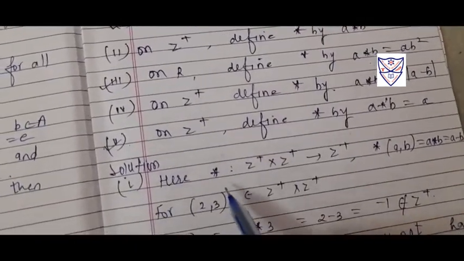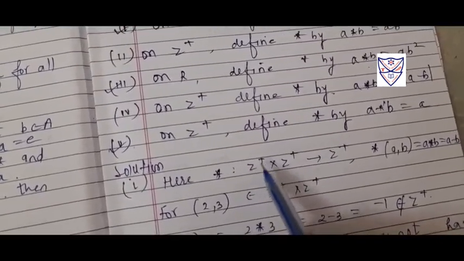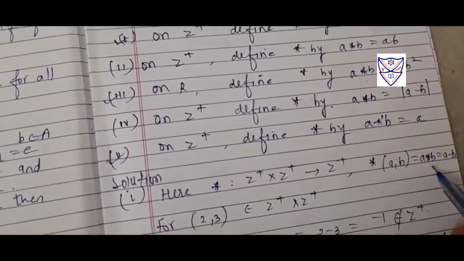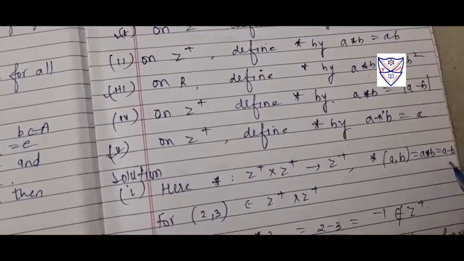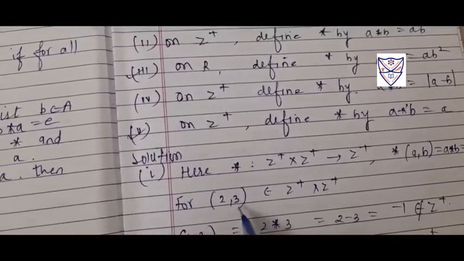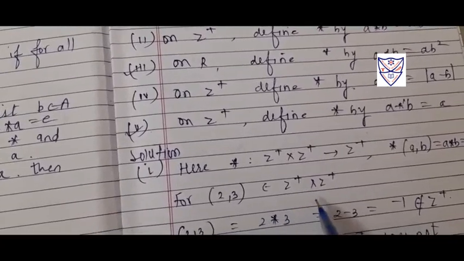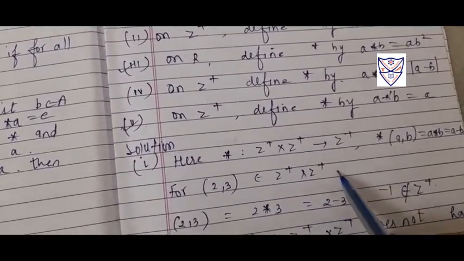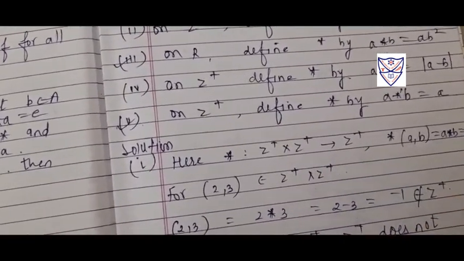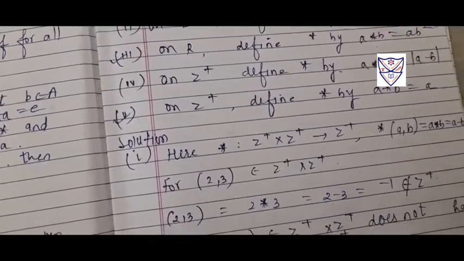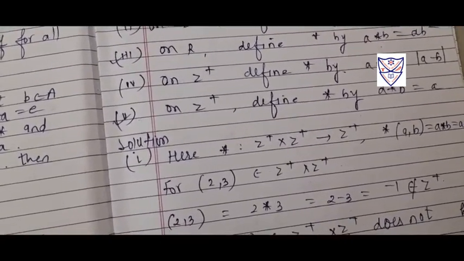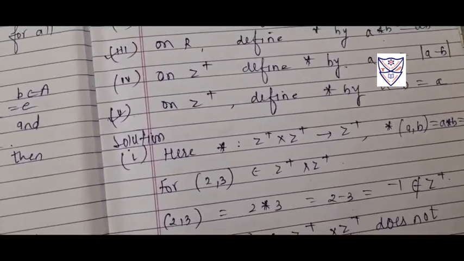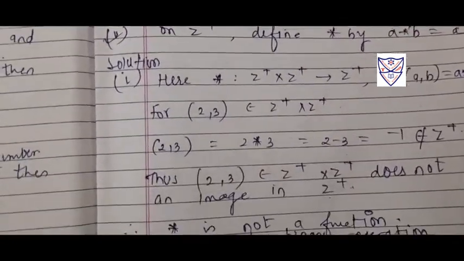First is star, which is defined from Z cross Z positive to Z positive, given by a star b is a minus b. So for (2, 3), which belongs to this set, 2 star 3 is 2 minus 3, that is minus 1, which does not belong to Z positive. Therefore (2, 3) does not have any image in Z positive. Therefore it is not a function, hence it is not a binary operation.